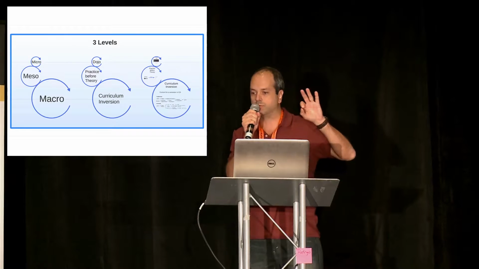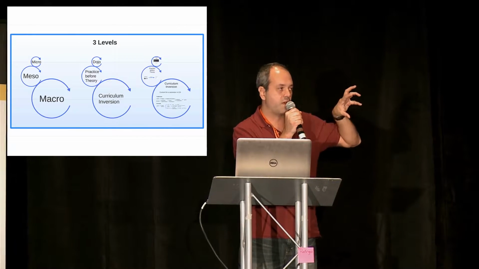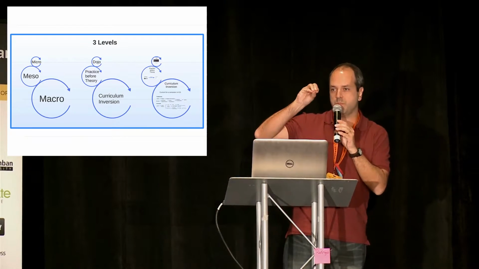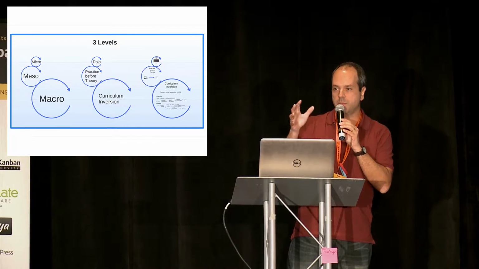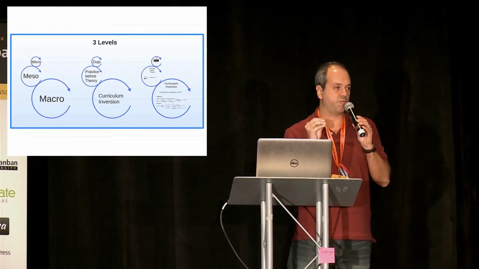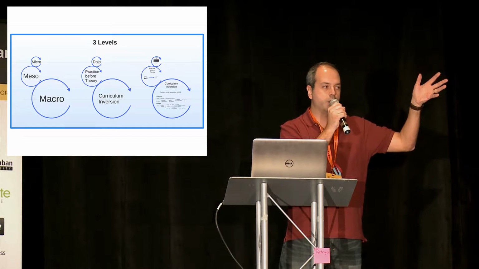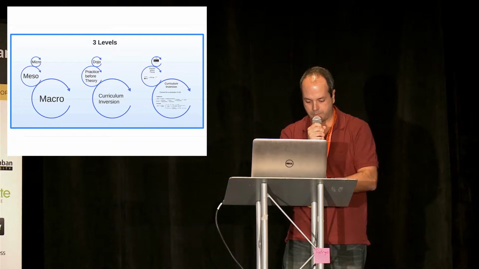Actually, we see this in three different levels: in a micro level, in an intermediate level, and also in a macro level. For the micro level, we use Coding Dojo. In the middle level, we use practice before theory, and for the macro level, I have done a completely curriculum inversion. Okay, so I'll explain the three levels here.